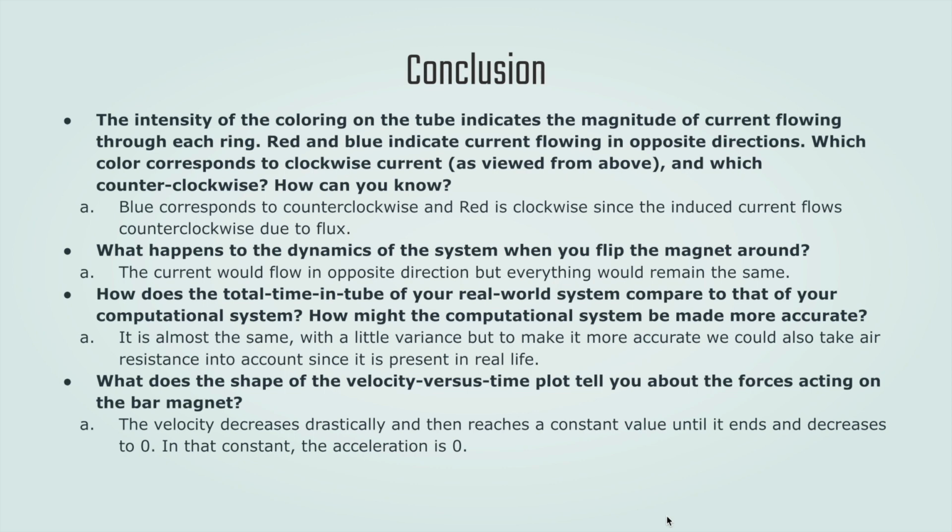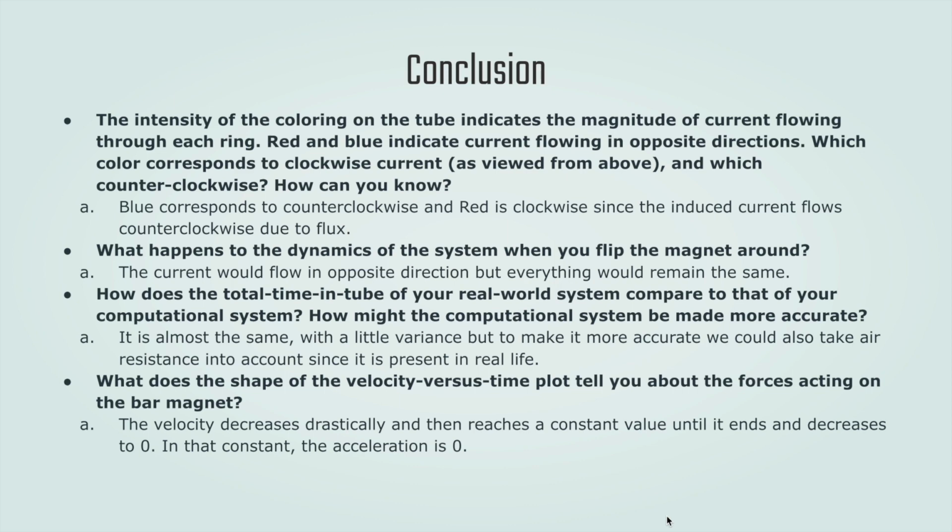How does the total time in the tube compare to the real world system, and how may it be more accurate? It is almost the same, pretty close, but in order to make it a little bit more accurate, we should take into account error resistance, since we are saying that it's negligible, but at the same time in real life error resistance does exist. So I think if we add that to the computational model, it would be more accurate.